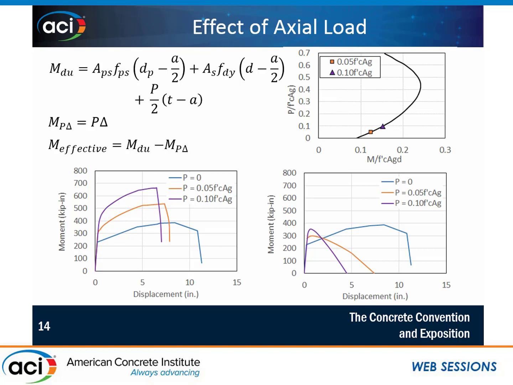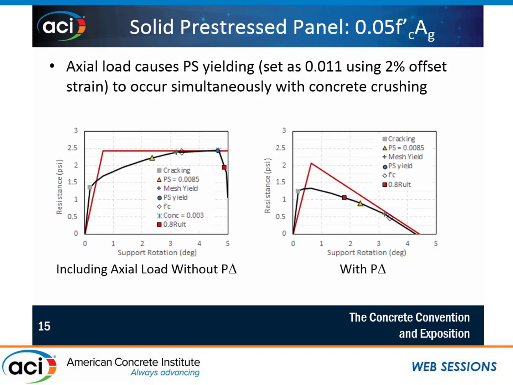And that's just because the panels usually have a very low moment capacity to begin with. These are the actual resistance functions for that panel that I'd previously shown. We've got some comparisons here between the elastic perfectly plastic and the moment curvature.